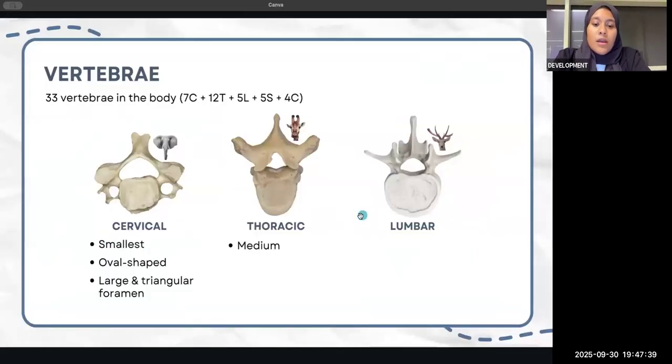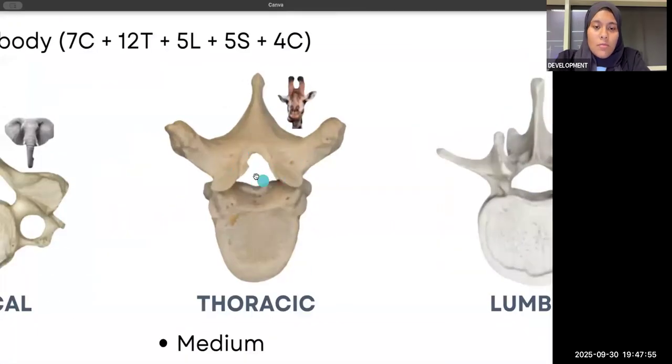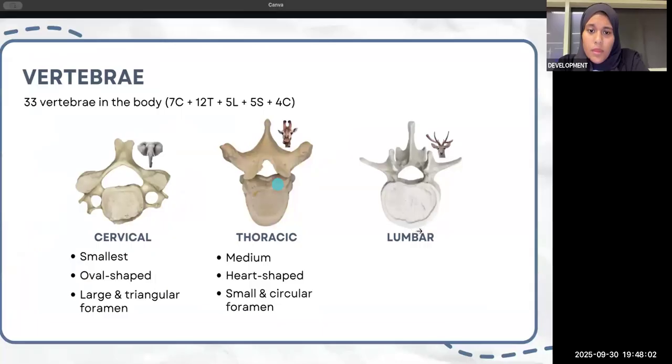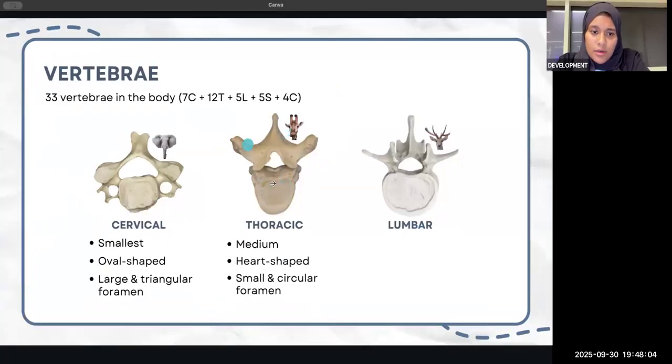What about thoracic? Thoracic is medium-sized, between the two, and it's heart-shaped. The body here is heart-shaped, with a small and circular foramen. I know it kind of looks triangular, but your doctor says it's circular, so you go with that. So it's a small and circular foramen, and it looks a lot like a giraffe. So any vertebra that you see that looks like a giraffe, that's your thoracic.